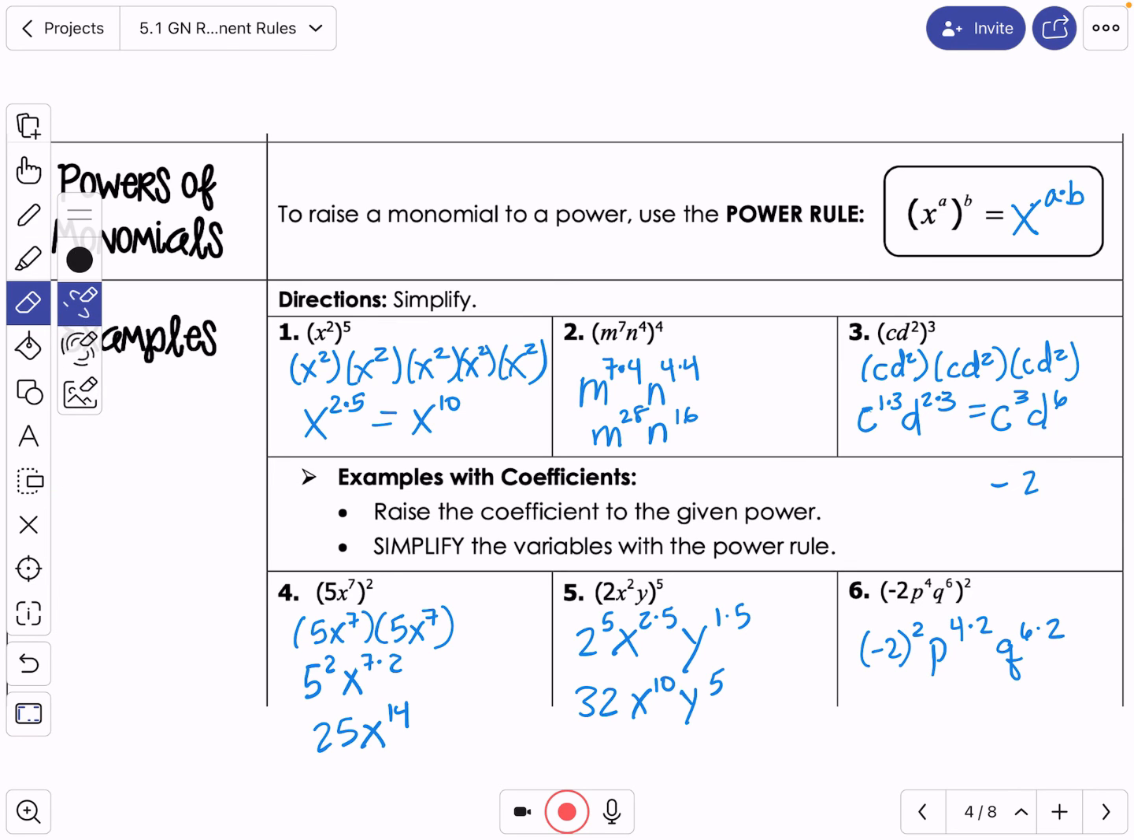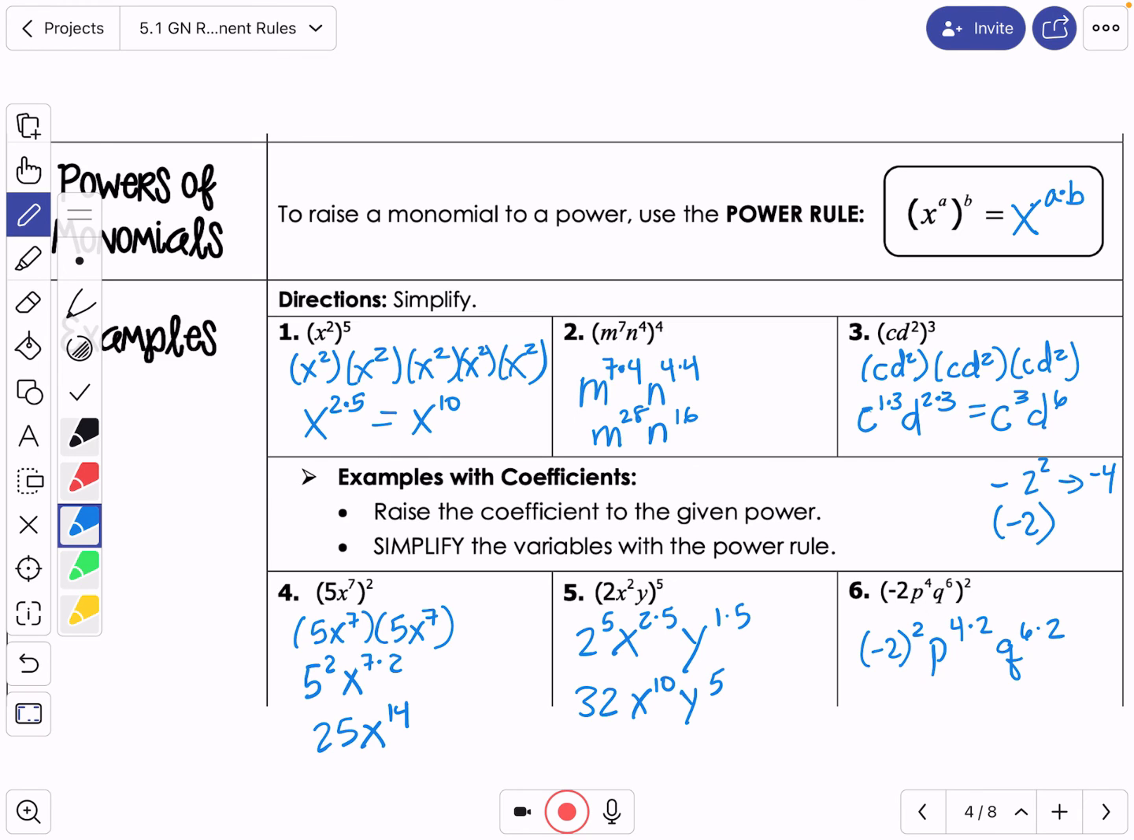If you put it in your calculator directly as minus 2 raised to the 2nd, your calculator is going to do the 2 raised to the 2nd first because of PEMDAS, and then multiply by minus 1, so you'd get a minus 4. But if you put it in your calculator in parentheses, then your calculator knows the whole thing is raised to the second power, which gives you a positive 4. So this is 4 times p raised to the 8 times q raised to the 12.